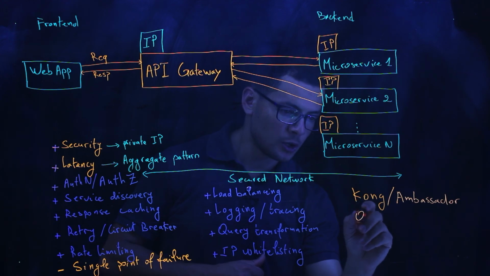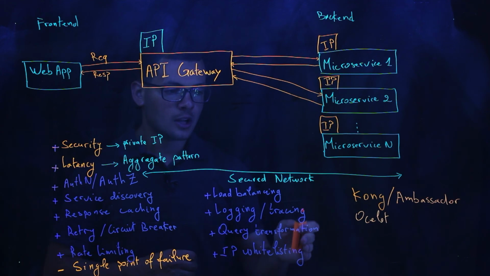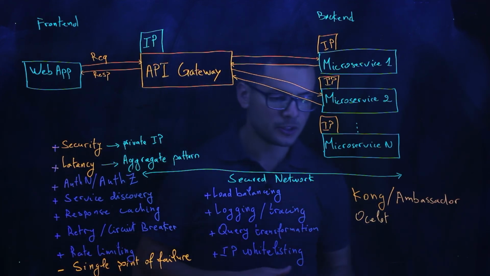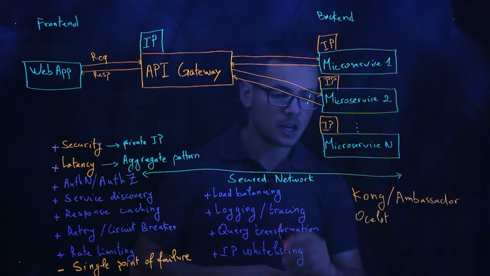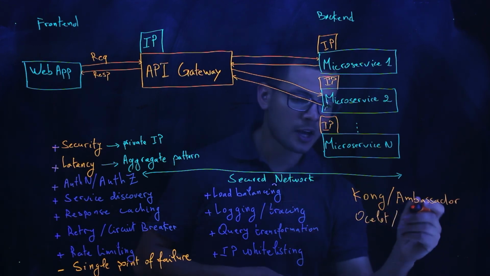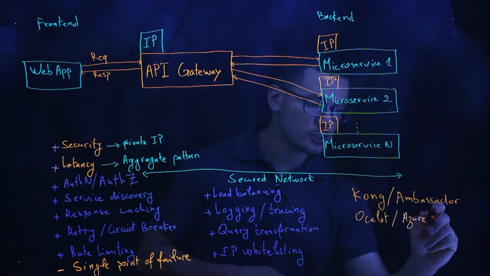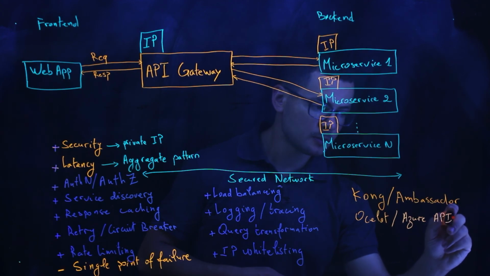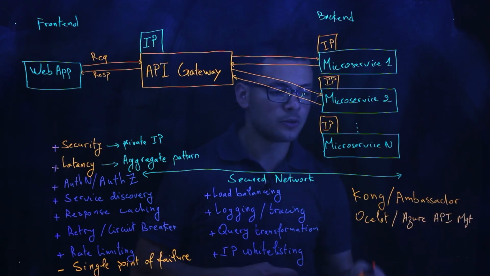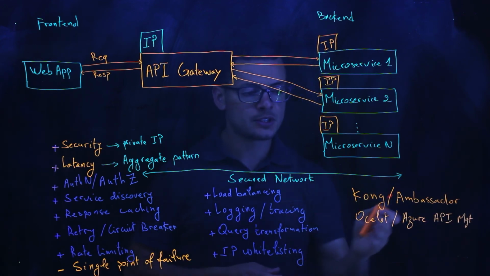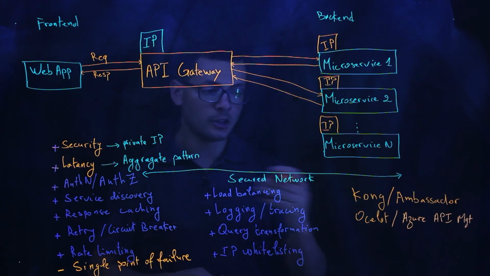We have also Ocelot, which is a .NET Core API gateway. It is implemented using C#, and we can even change the source code of this API gateway. We also have other offerings from Azure, for example. Azure has this thing called Azure API Management. And the other cloud vendors like Amazon Web Services and Google also have their own offerings for API gateway.